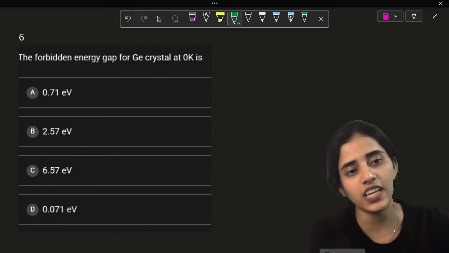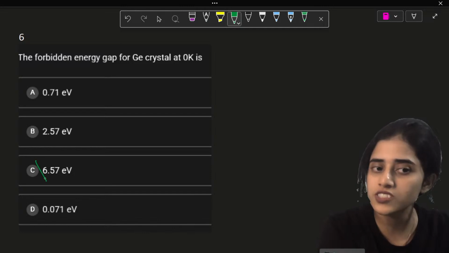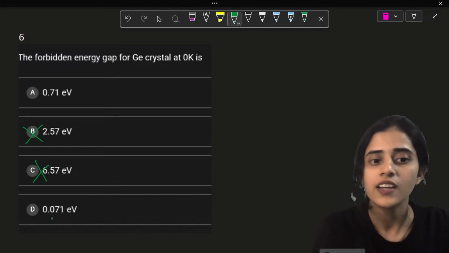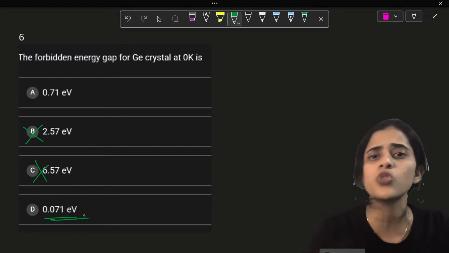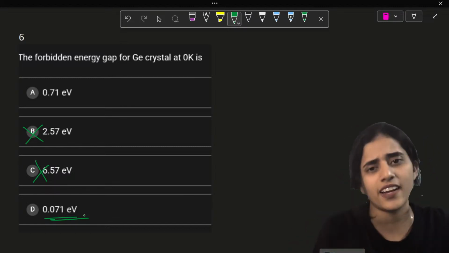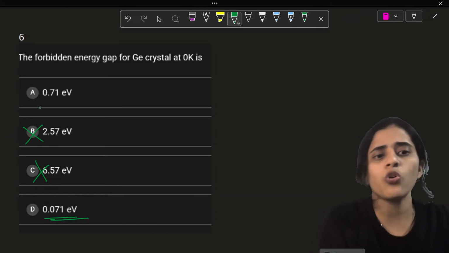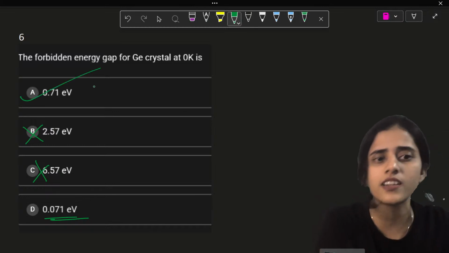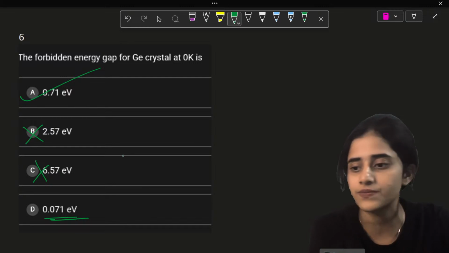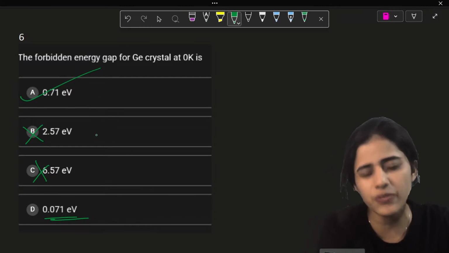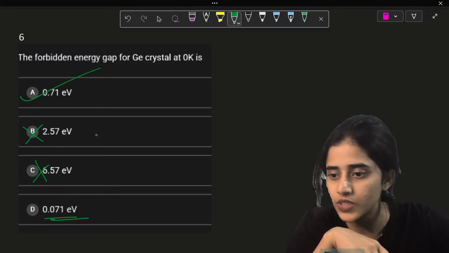It's not going to be very high, because if it's very high, then the electron cannot pass through. So it's definitely not going to be these two. Now, if it's very low, 0.071 is too low. It's too low for a semiconductor. So the only feasible option that looks good here is 0.71. So that's why we will go for 0.71. It won't be A or B because B is a little too high for a semiconductor.